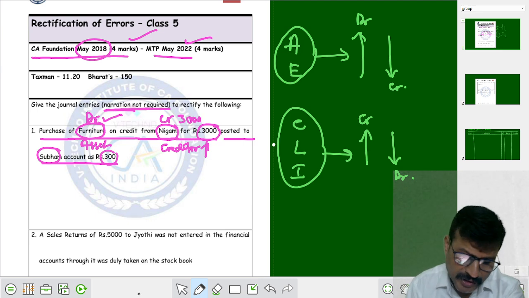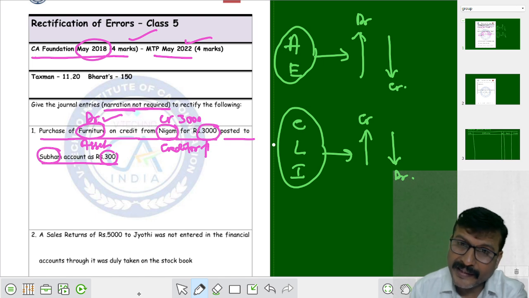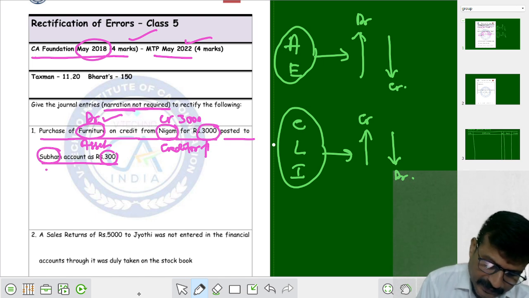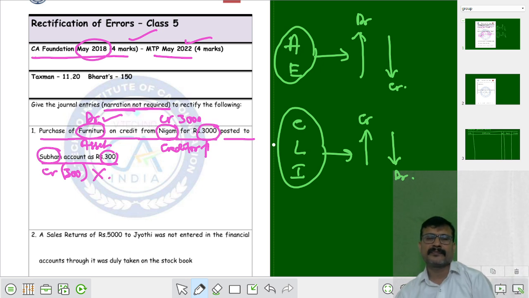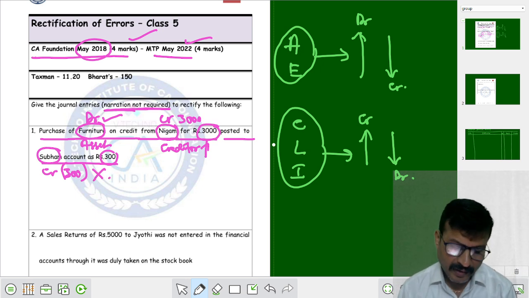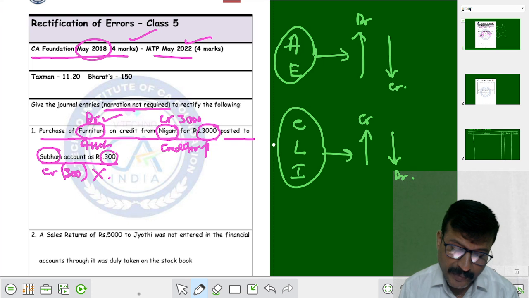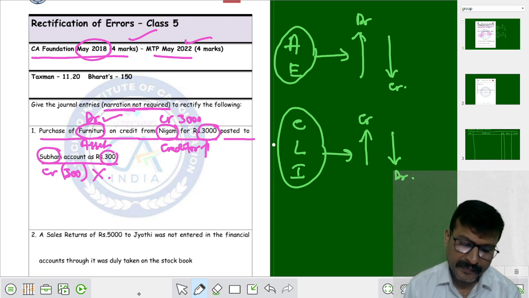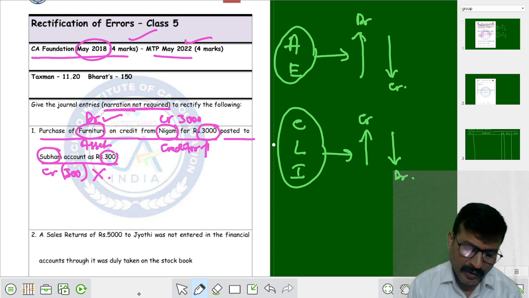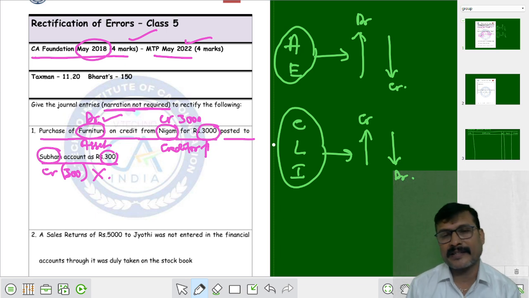Okay. Posted to the Shubham. Where you have posted? In the same side, means credit side. How much have you taken? You have taken 300 as a wrong credit. I hope you got it. Furniture is to be debited. Nigam is to be credited. But wrongly you have taken Shubham in the credit side.